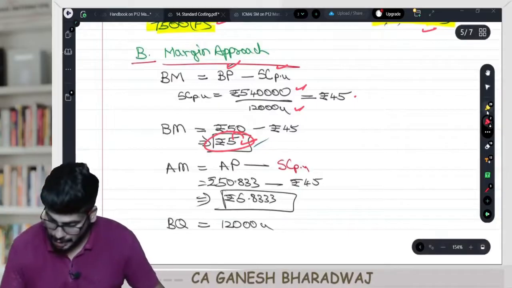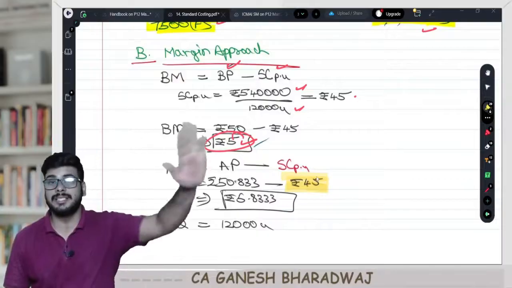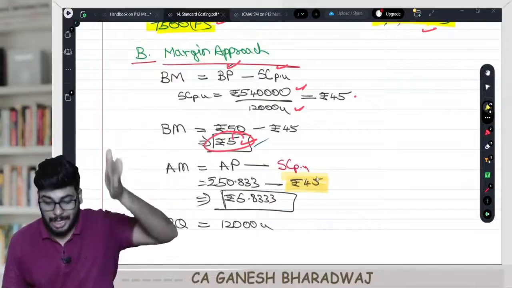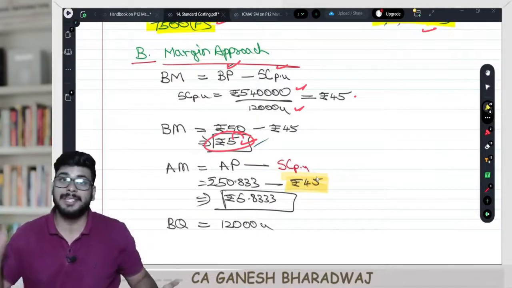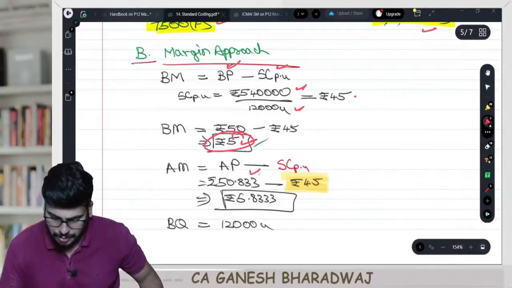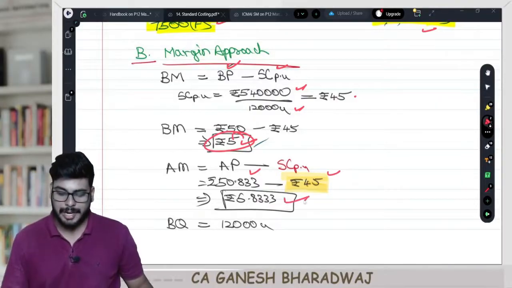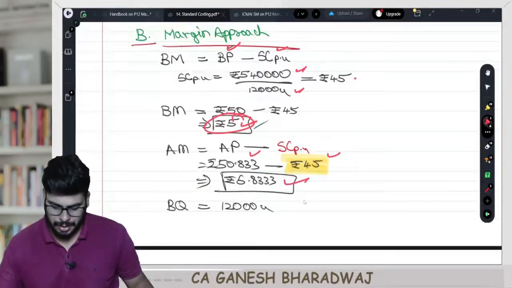But what was the actual margin? Remember, this is where I told you things become different. In this case, the calculation is what? Actual price minus standard cost per unit. Actual price is how much? My actual price is 50.83333. Right, but standard cost per unit is 45. So the actual margin ended up to be how much? 5.83333. Clear with this, guys?